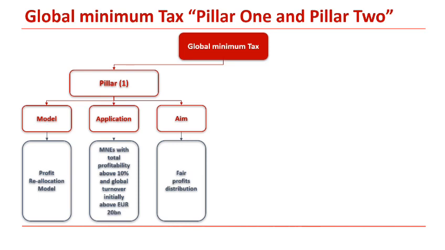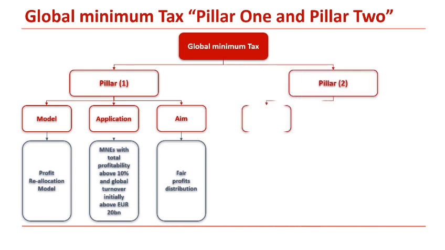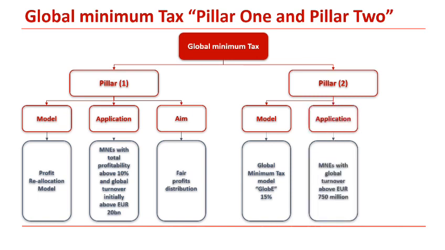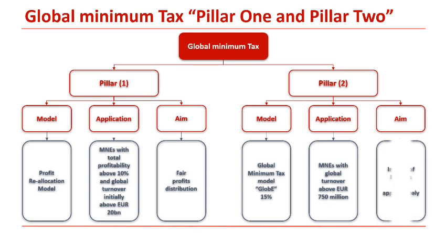Now let's move to the second pillar, which provides the global minimum taxation model, or GLOBE model. Here, this pillar introduces a minimum effective tax rate of at least 15%, which will be calculated following a specific mechanism. Also, it will apply to multinational enterprises with total consolidated group revenues or total turnover above 750 million euros, trying to ensure that their income is taxed at an appropriate rate.